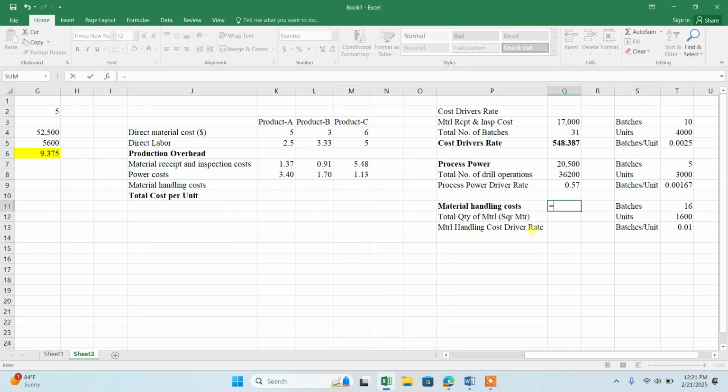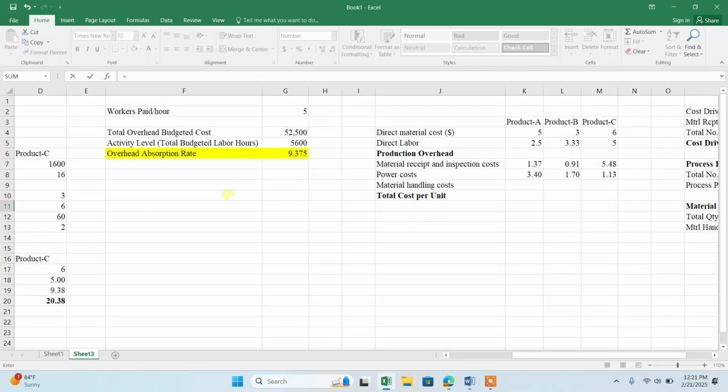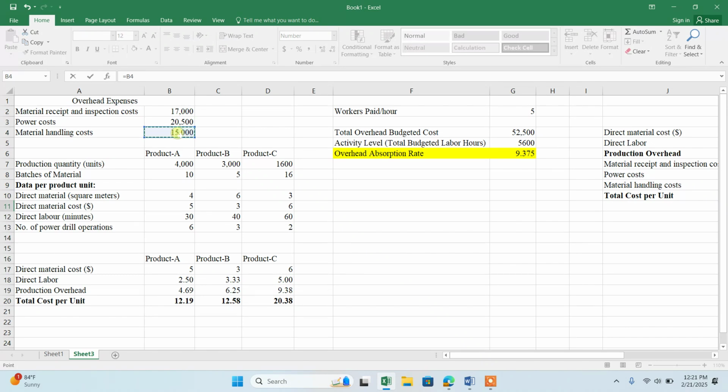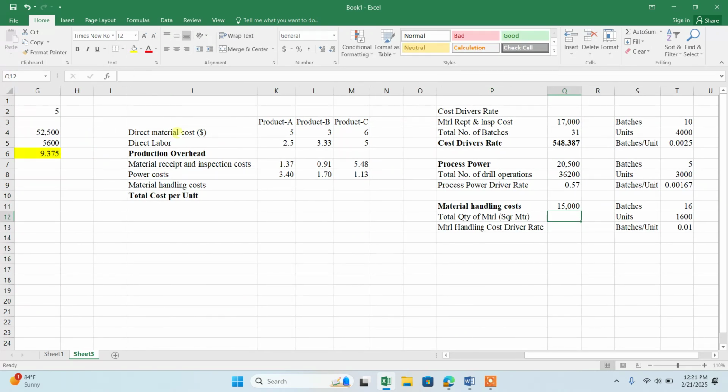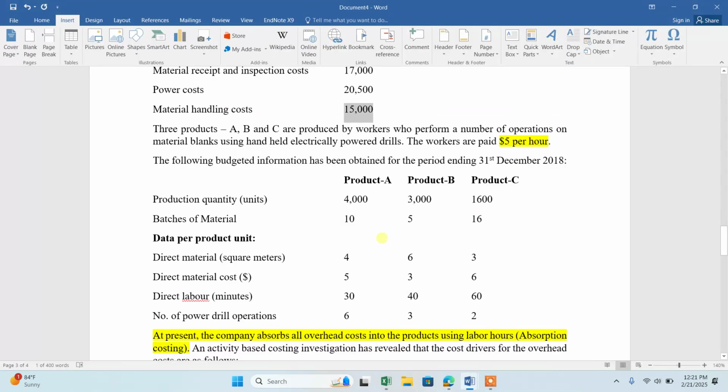How much is the material handling cost? It is 15,000. Let me copy it here. This is the 15,000 total for the total products. Now, how much? Let me show you from here. For one unit, we need 4 square meters to produce product A. For 4,000 units, how many square meters do we require? Because this is not the cost of one, this is the cost of all the units produced.